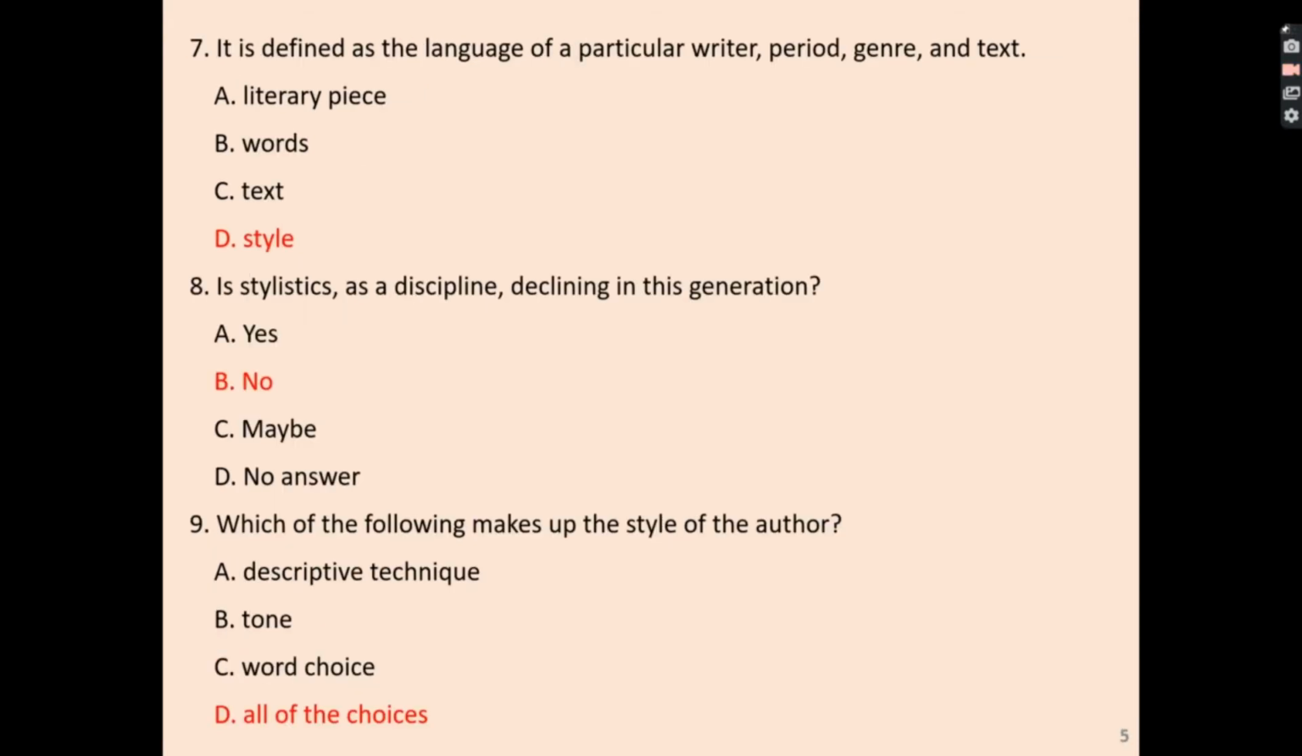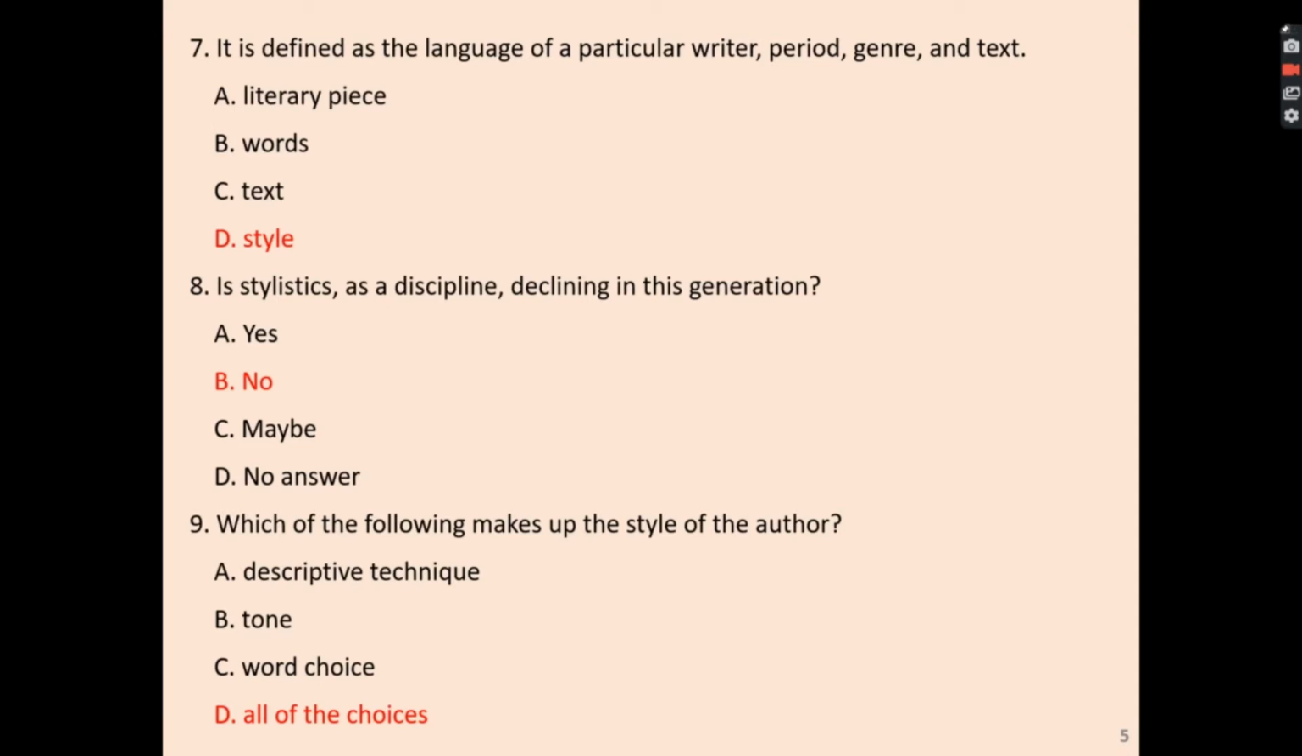Then the seventh, it is defined as the language of a particular writer, period, genre, and text, and that is the style. Okay, remember, if it's the language of a particular writer or a language that you can see in a particular period of time or a particular genre of literary or non-literary text and the text itself, then we are looking into its style.